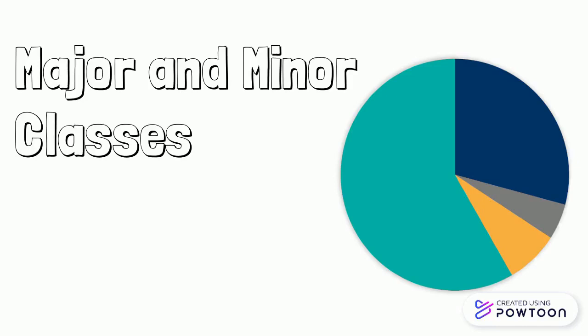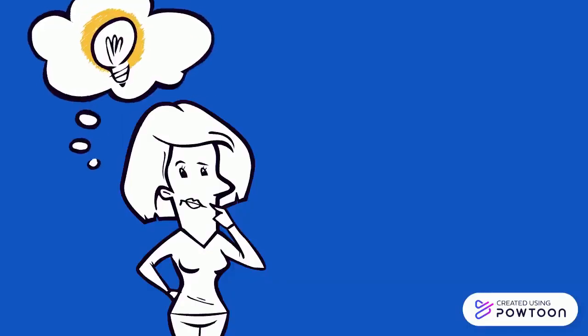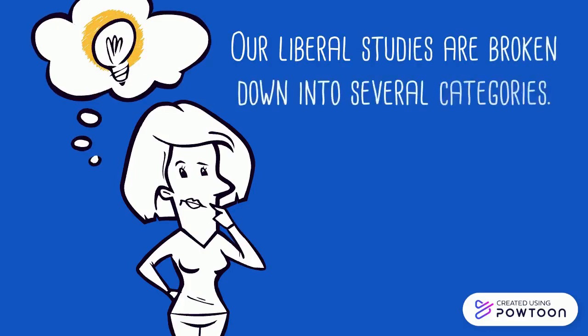Diving deeper into our pie chart, the majority of your classes will be your major-specific classes, as well as minor classes if you decide to add a minor. You can find which classes are required for your major or minor in the NAU academic catalog. Our liberal studies are broken down into several categories.